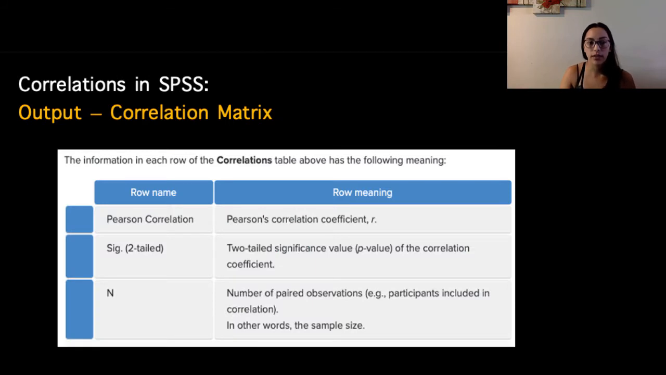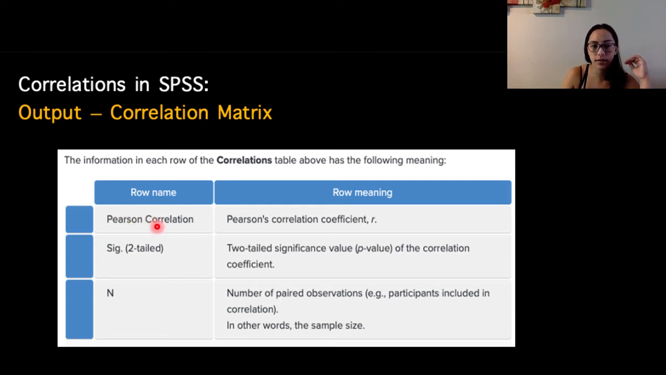From there, you'll get what is known as a correlation matrix. And this is generally the setup that you'll get for each variable listed in the table. Okay, so the row name will be split up. So all of these things would be included for one variable, let's say, or the relationship between one variable and another variable.